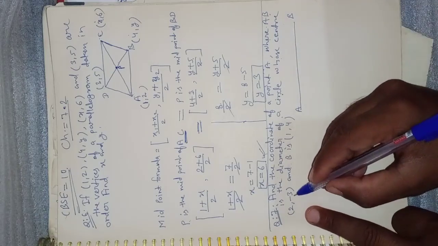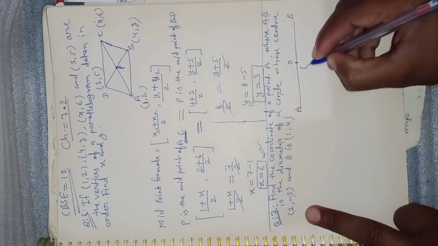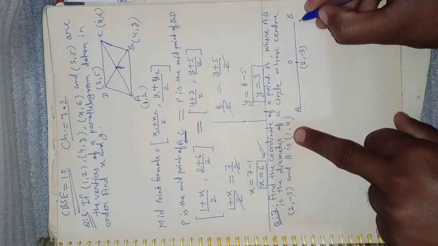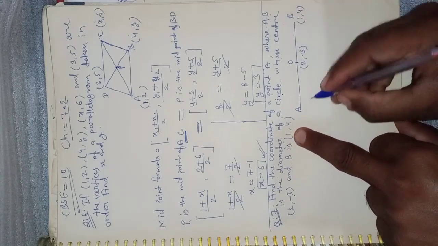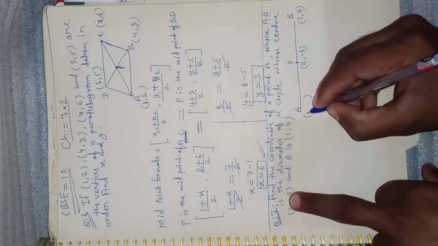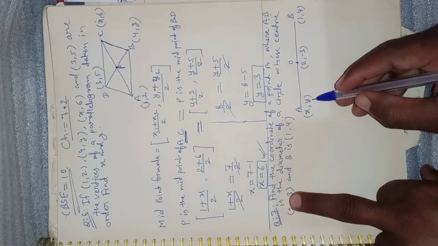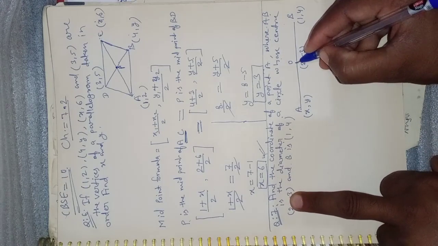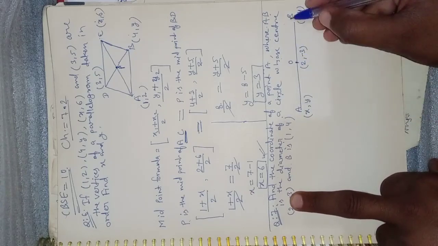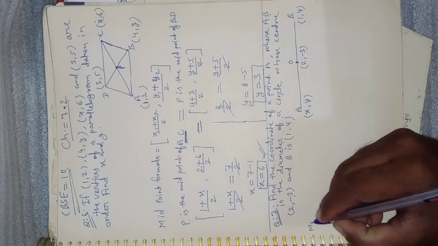The center point is named O, and the O coordinate is given as (2, minus 3), and B is (1, 4). Find the coordinate of A. This point is A, whose coordinate x and y we must find. We know that the center O is the midpoint of AB, so use your midpoint formula.